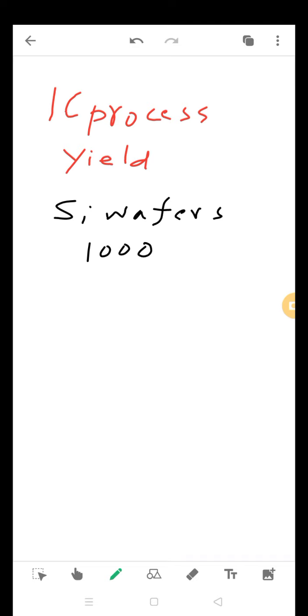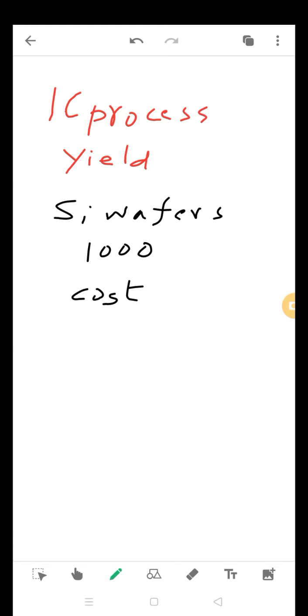Now these losses are in fact explained by this process yield. The more the loss, the less the yield. The reason why this yield is important is because it determines the cost of the final device that forms. So we will be talking about the yields.